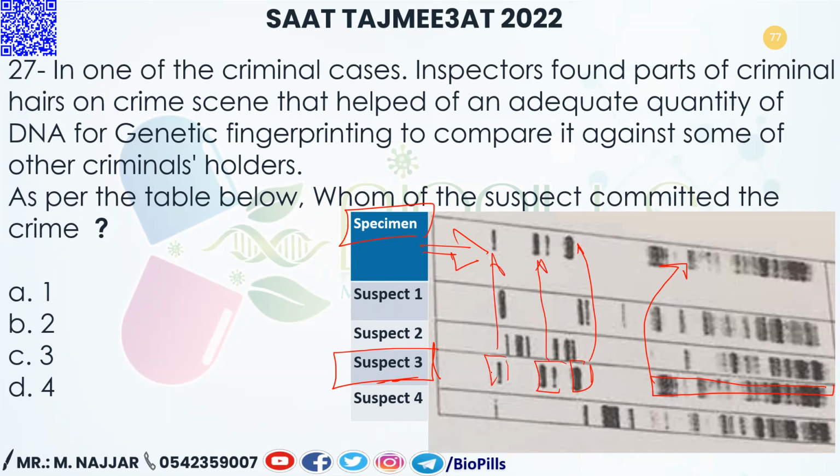But all of the rest will not match, so we are excluding all of them except suspect 3, who showed a perfect match for the genetic fingerprint that was made for the specimen found at the crime scene. So the criminal is, yes, suspect 3.